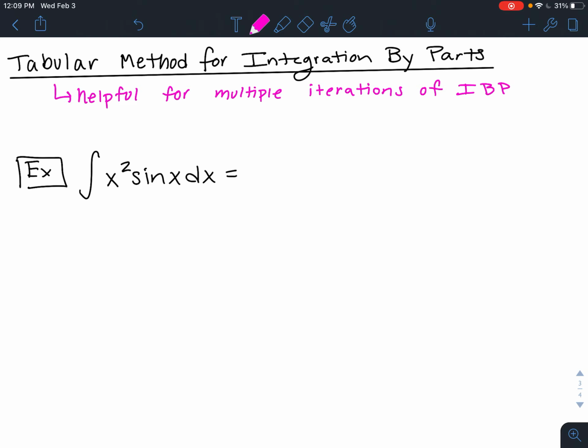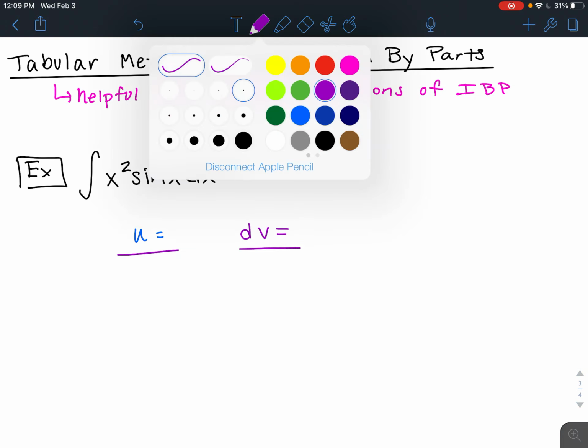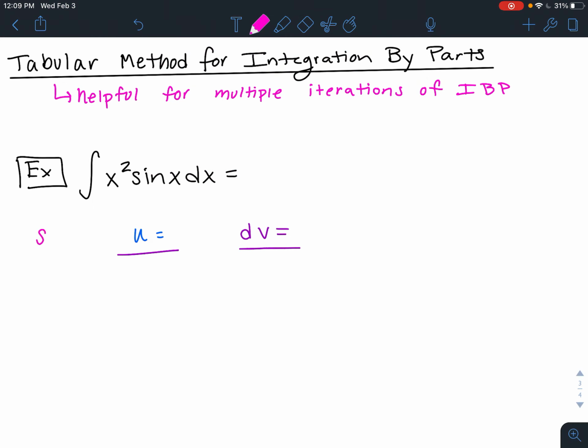So, right, it says tabular, meaning table. So we're going to make a table, and our table is going to have 3 columns in it. So the one column we're going to have is we're going to pick our u. One column is we're going to pick our dv. And then we're also going to add in a sign column.